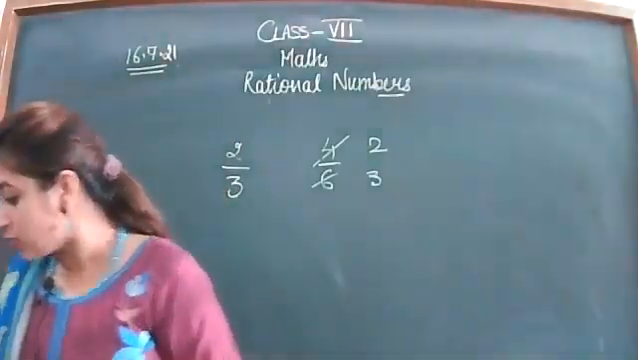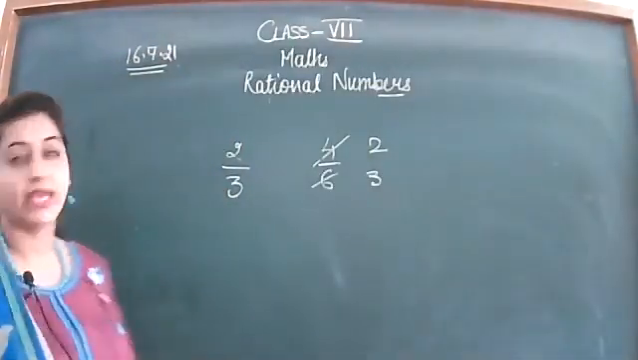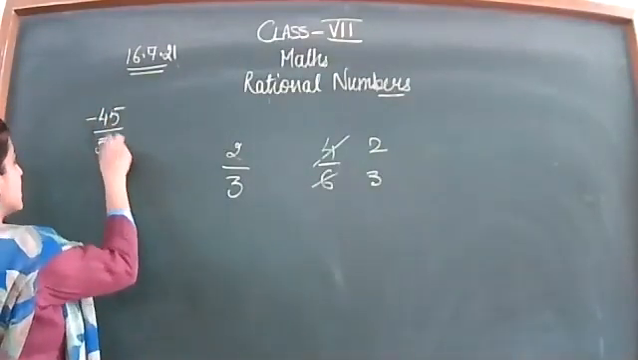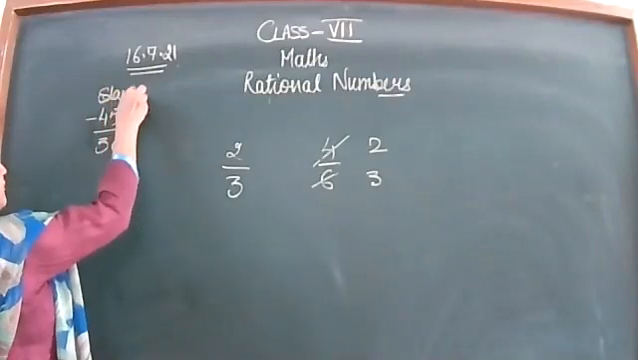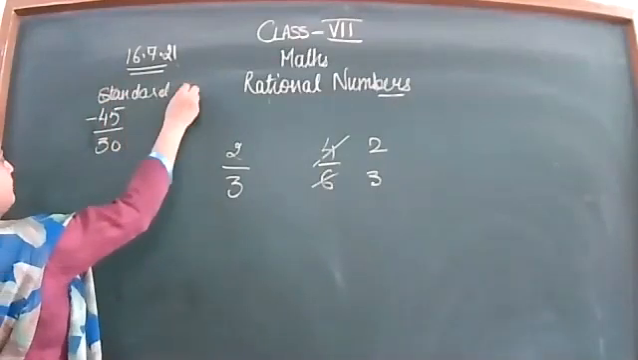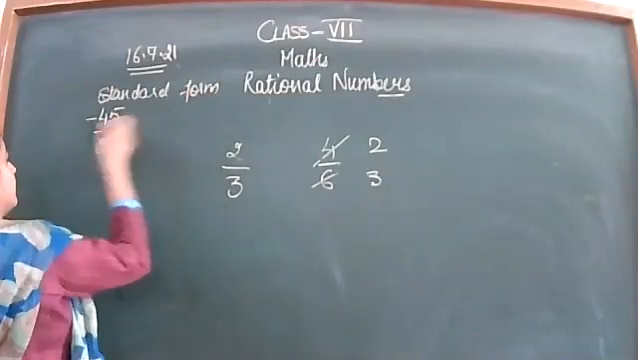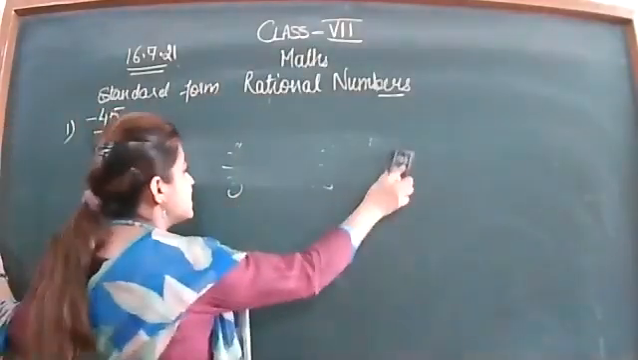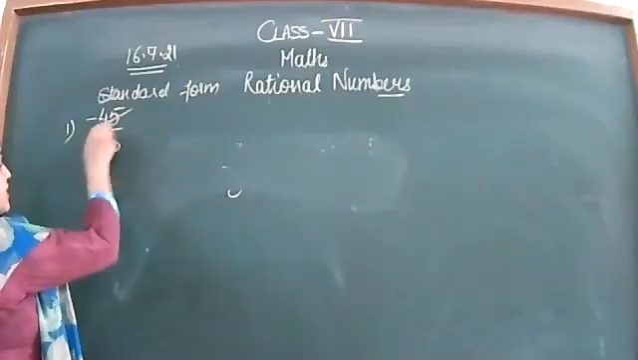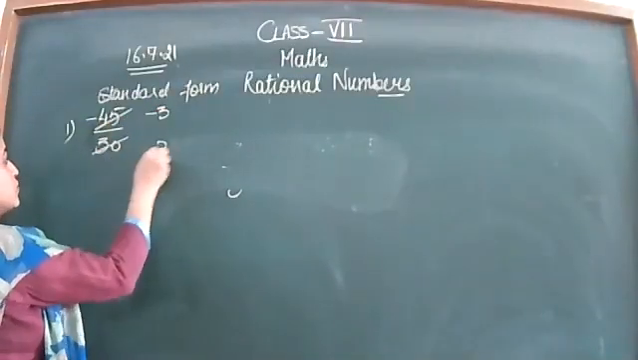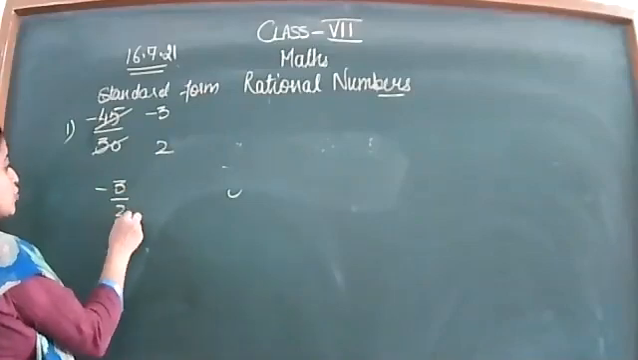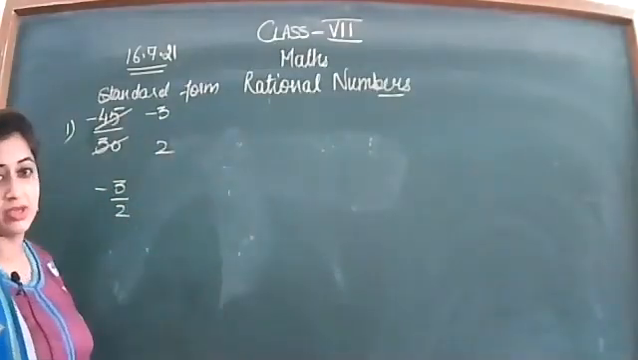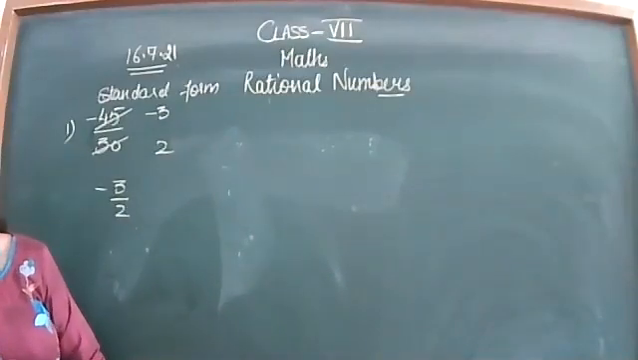Now, can you please convert the numbers into standard form? Convert this into standard form. Cancel it out. Both the numbers are cancelled out with 15. 15 3s are 45, 15 2s are 30. So your answer is 2 by 3. Now 2 and 3 both are prime. They can't be cancelled out further. So this is your standard form.